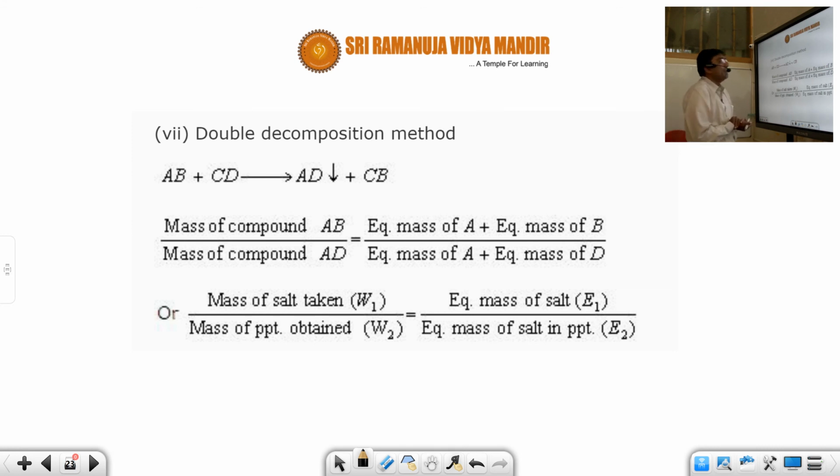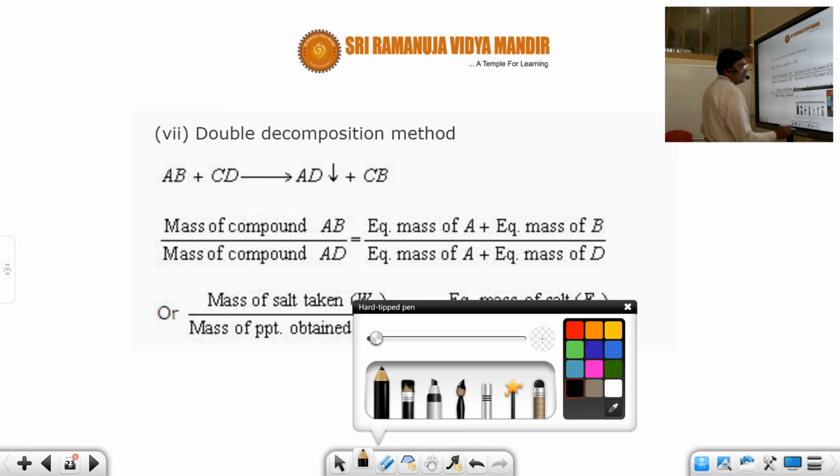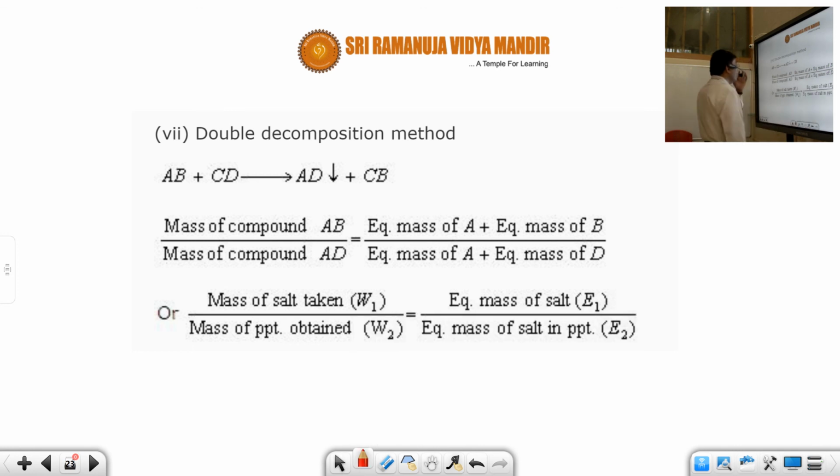This is called the double decomposition method. What is it? Double decomposition method. So let us understand what the double decomposition method is. You can see, students, if AB reacts with CD, it forms AD. Here both are exchanged, so BC and AD are formed. So in this case you have to find it this way.